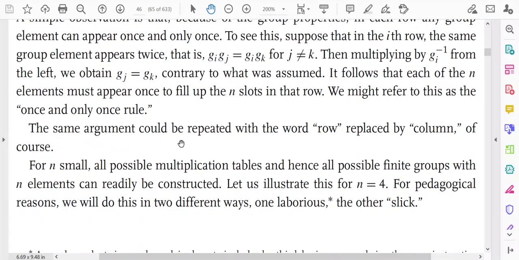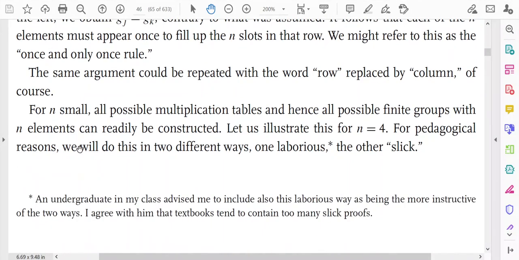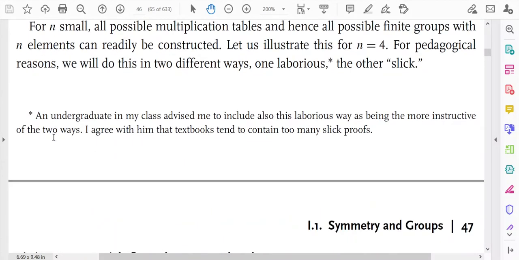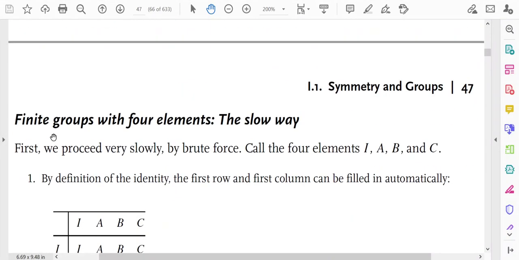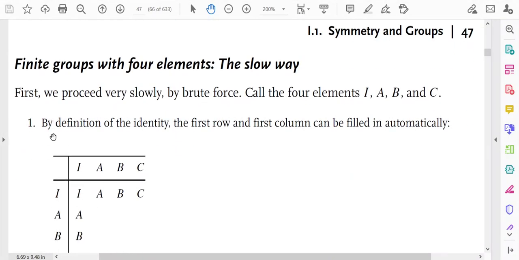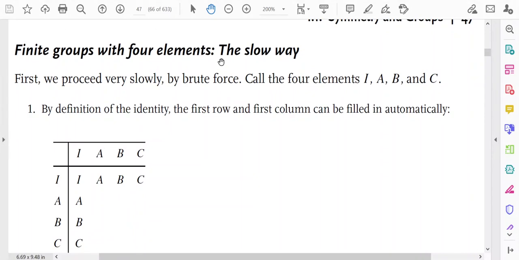The same argument could be repeated with the word row replaced by column, that is, in a particular column again the same thing will happen: one element will appear only once. So now we will construct a particular table for 4 elements. This particular method is known as the slow way, because we will find step by step how we are obtaining the products between the elements and how we are writing them in the slots of the multiplication table.